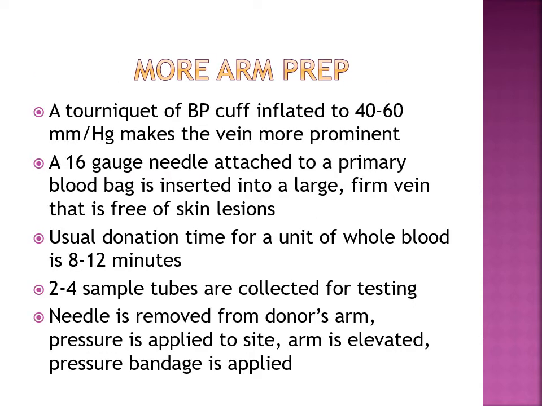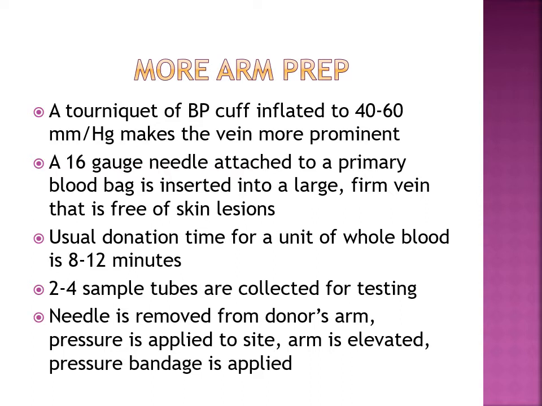So, a little bit more of the arm prep. A tourniquet or blood pressure cuff is inflated to 40 to 60 to make the vein more prominent. A 16 gauge needle attached to the primary blood bag is inserted into a large, firm vein that is free of skin lesions. Sometimes this may be a 16 or 18, but it's mostly a 16.